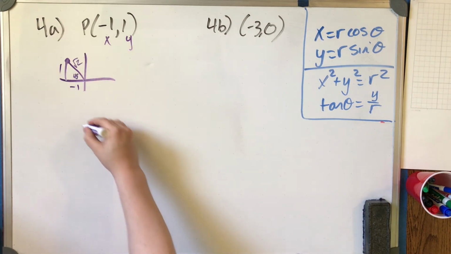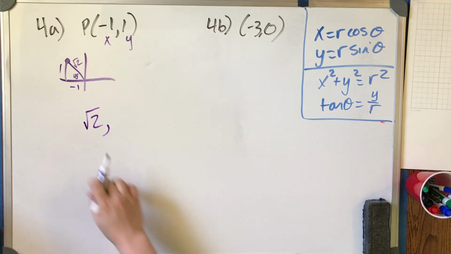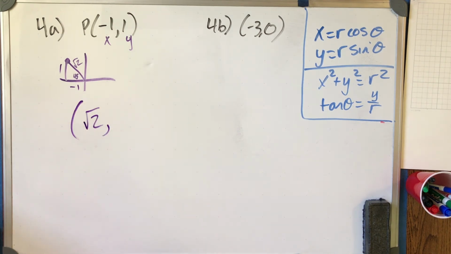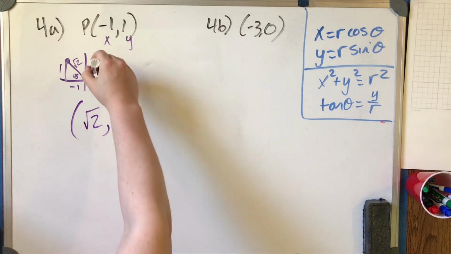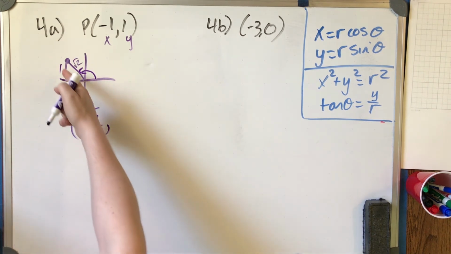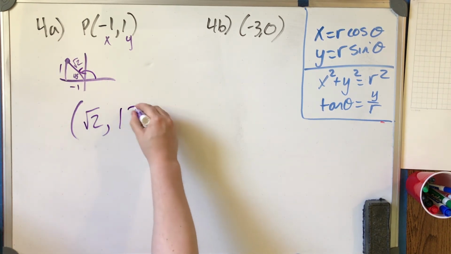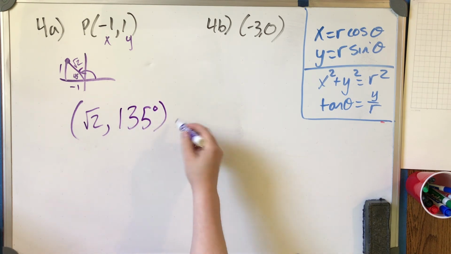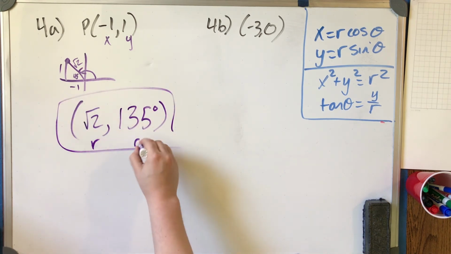The radius is going to be square root of 2, so r of the point is going to be square root of 2. Now I need the angle. So I need this angle. If that's 45, then the angle can be 135. And I'm done. This is in r and theta.